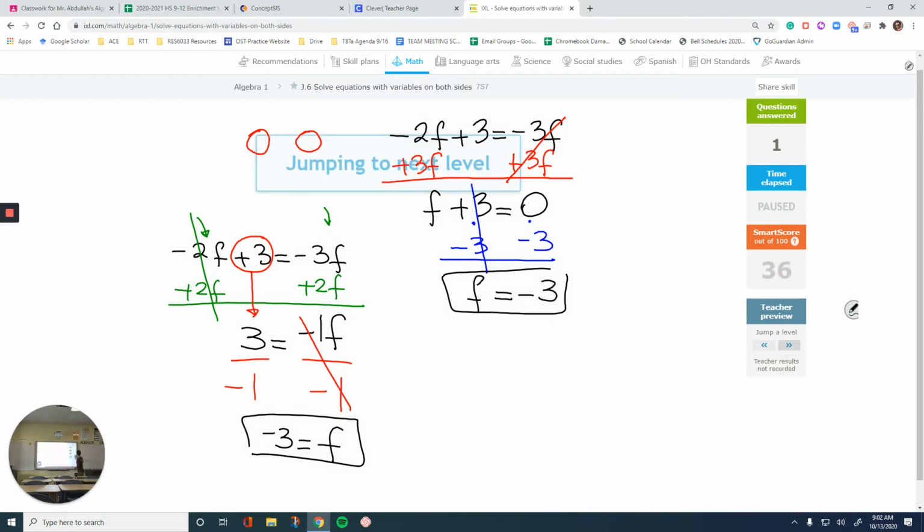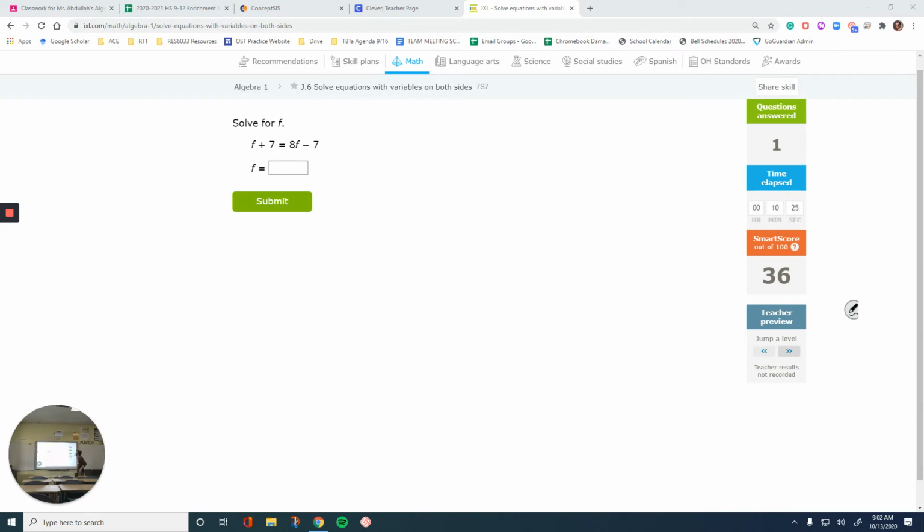So let's skip one level and see what we have up here. Okay, we have two variables. They're separated, one on the left, one on the right, and then one number on the left, one number on the right. So what I want to do is keep my variables positive. There's not just one way to solve this question, but I don't want to show you both of the ways because they take too much time. I don't want to bore you more than I have already done.